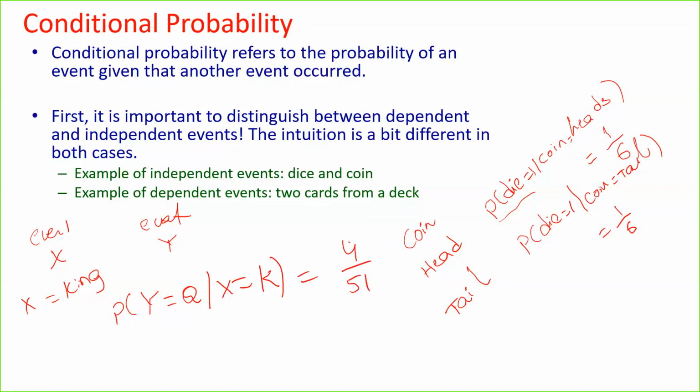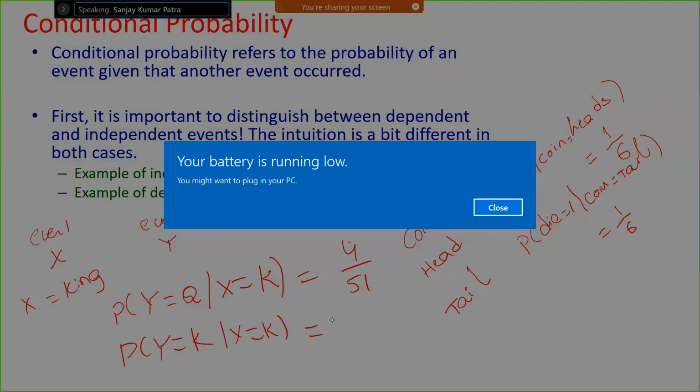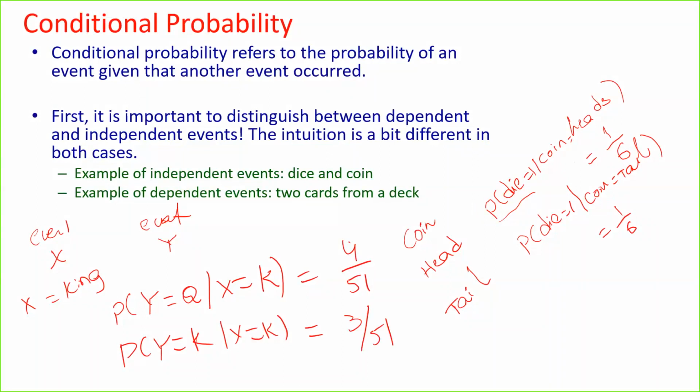Suppose now I ask a question. What is the probability of y equals king given that x equals king? 3 by 51. It means what? Outcome of one event influencing the other one or not? Yes. Right. So then we call them dependent events. If the outcome of one event influences the outcome of the other event, then we call them dependent events.